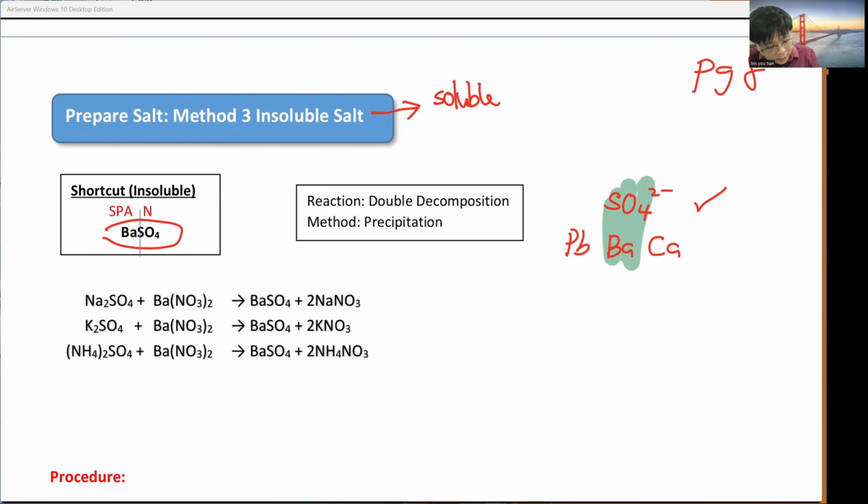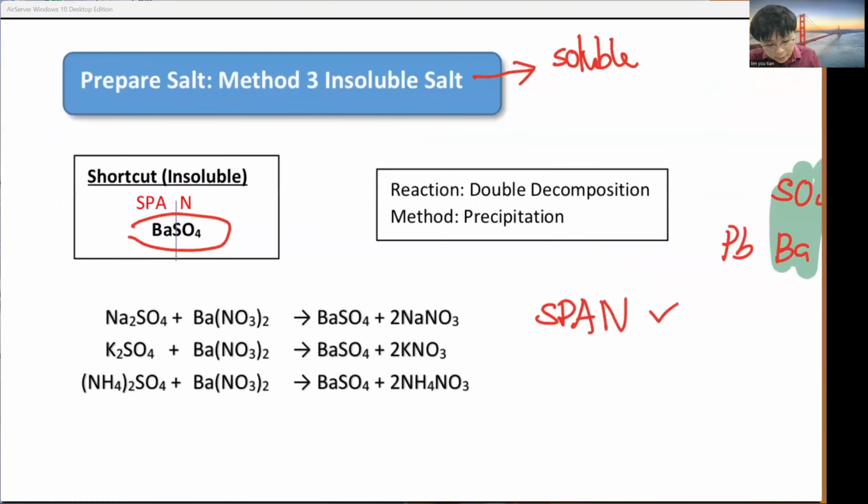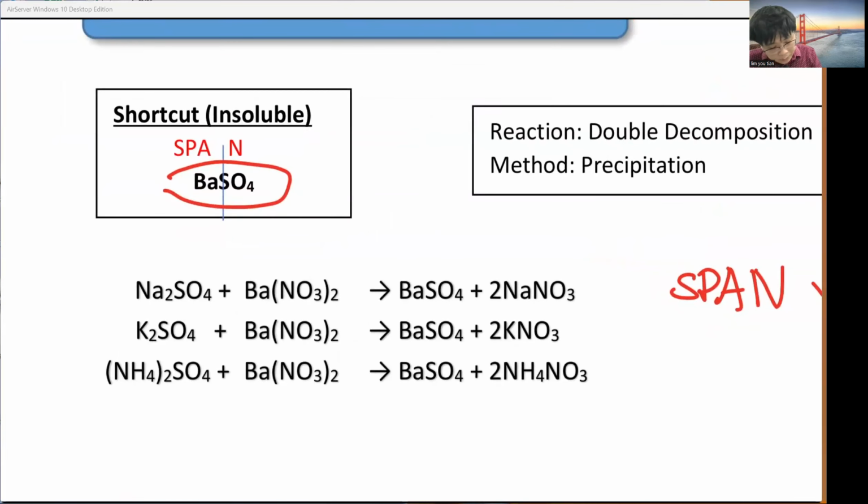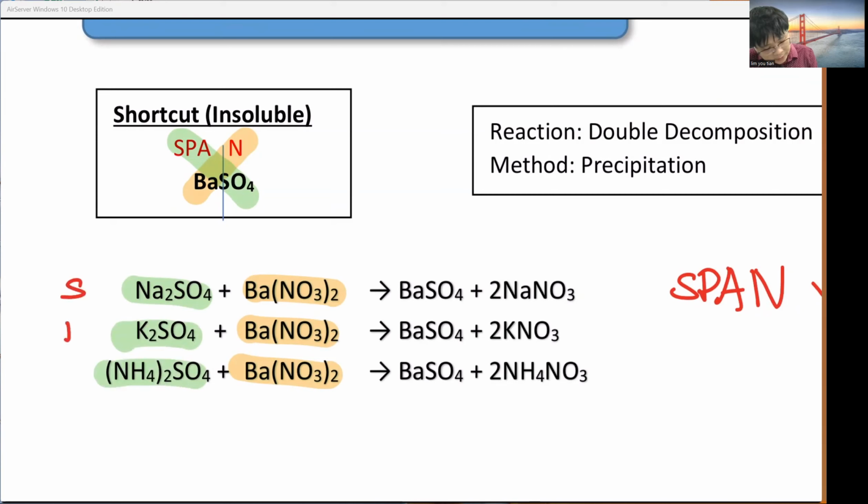So using this idea, the one that we know that is soluble, which is your SPAN. We know that SPAN always soluble. So this is how you use the shortcut. First barium and nitrate. Okay, pair them with SPAN. So you can see here, all is nitrate. Then after that, pair with SPA with sulfate. Sodium, potassium, ammonium. So this is your SPA, sodium, potassium, ammonium, like this. Either one of them you can use. So you see all this, right, you're able to get the solid here.